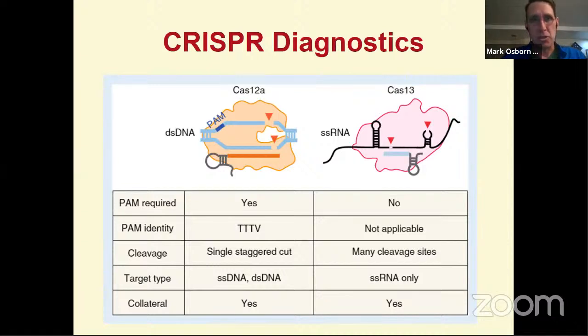Doctors Doudna and Zhang, again, to their high caliber of science and thinking, realized that this could be used for diagnostic purposes, such that a target sequence could be interrogated with either Cas12 or Cas13, and then a secondary reporter could be cleaved to generate a signal that is actually then detected. And so this collateral DNA or RNA activity leads to the promise of diagnostics.